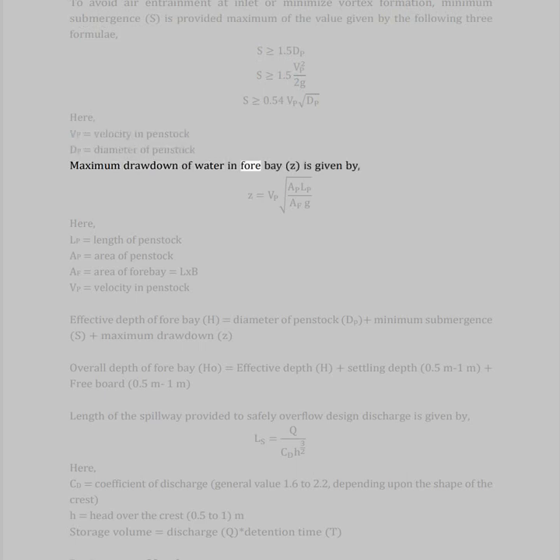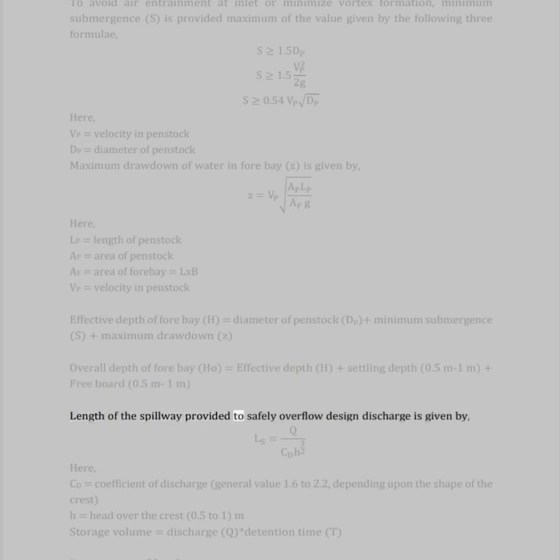Maximum drawdown of water in the forebay, Z, is given by Z equals Vp Lp / (Af g). Here, Lp equals length of penstock, Ap equals area of penstock, Af equals area of forebay equals L times B, Vp equals velocity in penstock. Effective depth of forebay, H, equals diameter of penstock, dp, plus minimum submergence, S, plus maximum drawdown, Z. Overall depth of forebay, Ho, equals effective depth, H, plus settling depth, 0.5 to 1 m, plus freeboard, 0.5 to 1 m.